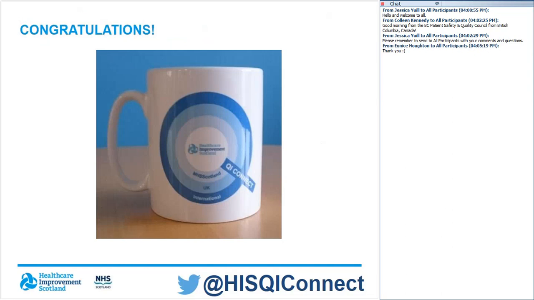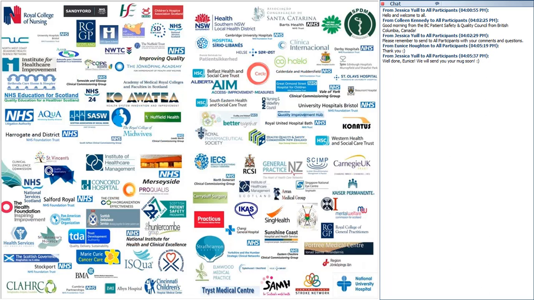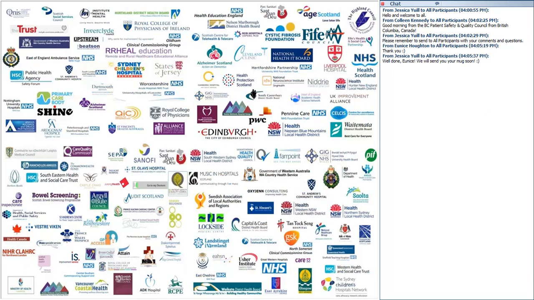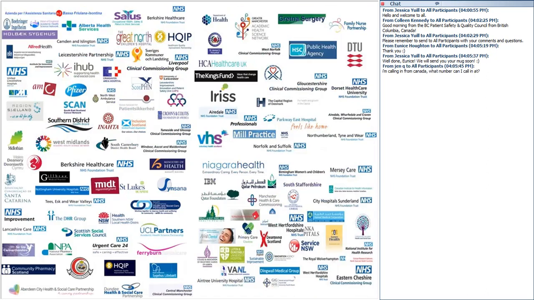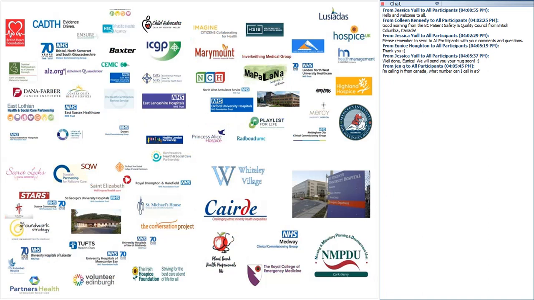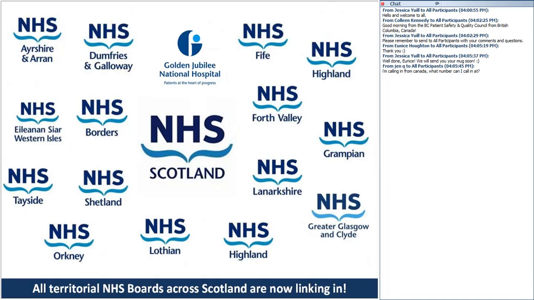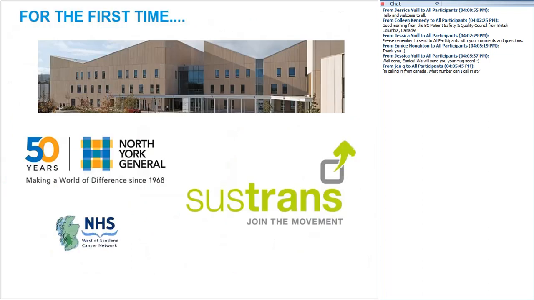So let's have a look at all the organisations that have joined us since 2014. I'm not going to read them out. There's just too many, but let's step back and see just how many people have joined us. And we've got representatives from all of the Scottish National Health Service boards. And I'm delighted to say we have 4 new organisations joining us today. And these are Dumfries and Galloway Royal Infirmary, the North York General Hospital in Toronto, Sustrans Scotland, and the West of Scotland Cancer Network.